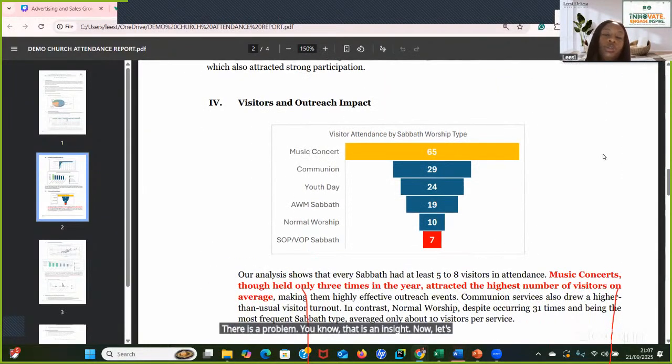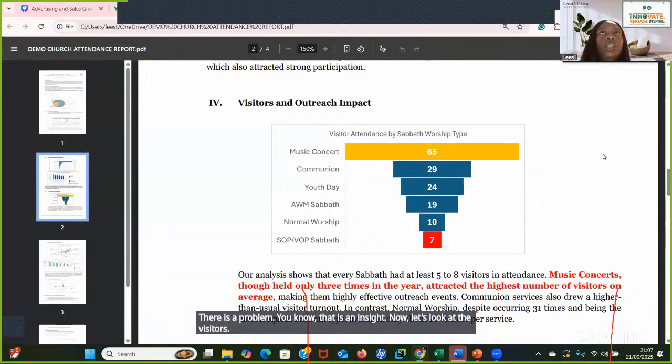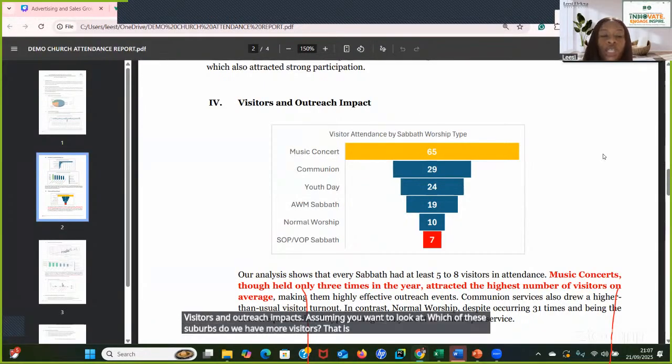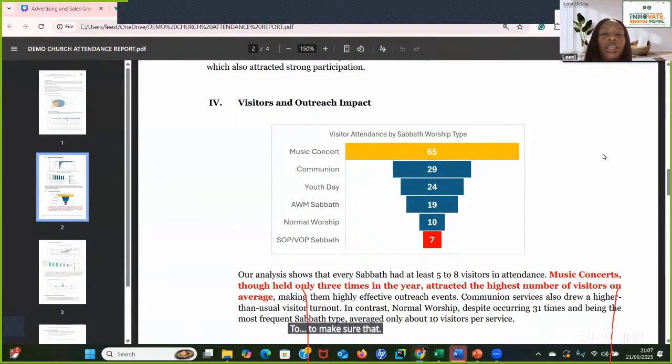Now, let's look at the visitors and outreach impact. Assuming you want to look at which of these Sabbaths we have more visitors, that is an avenue where the church can plan properly, so that if there are any outreach ideas, they can implement them on those days. So if we look at this graph, can someone briefly explain to me what insight we can get from this visitors graph or visitors data? You can just unmute and speak, please.